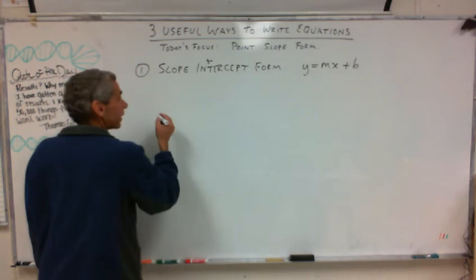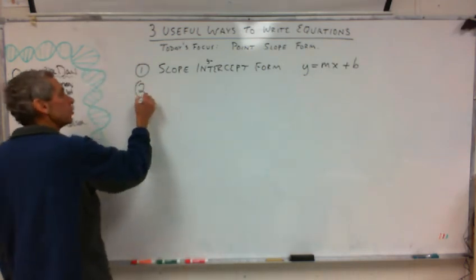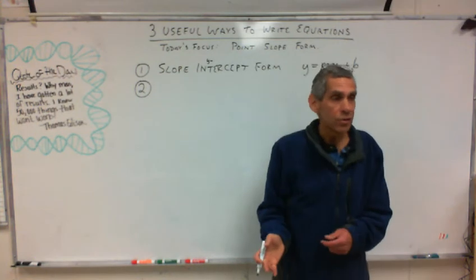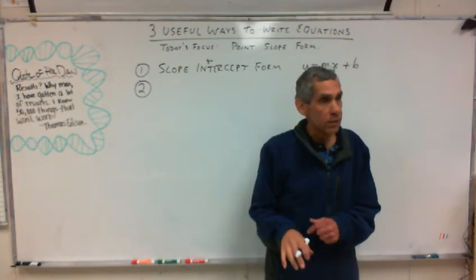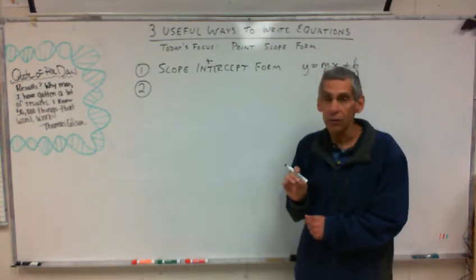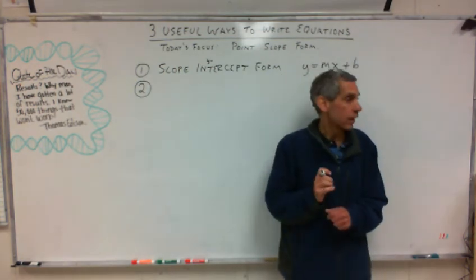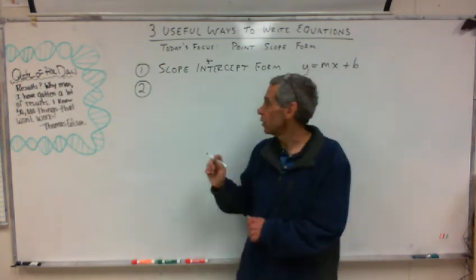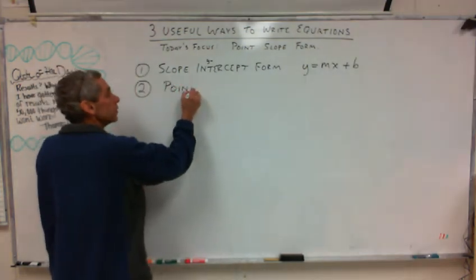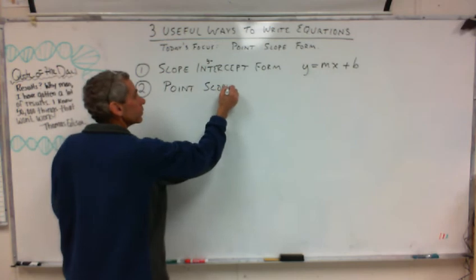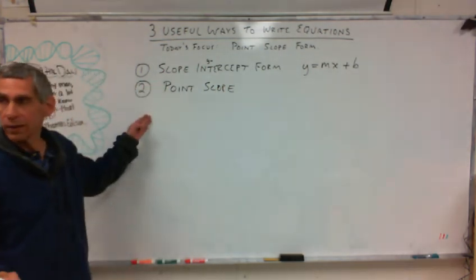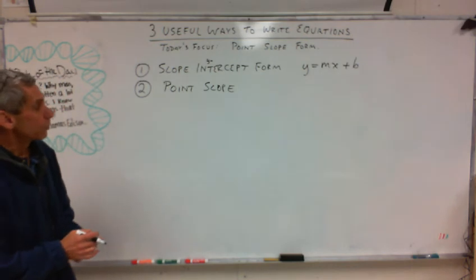Okay. The second useful way. Now, by the way, there's an infinite number of ways to write equations. They're just not always useful, right? These are three that mathematicians have devised or found are really, really useful. The next one is called point slope form. That's the one we're going to go over today after I finish telling you these three, okay?